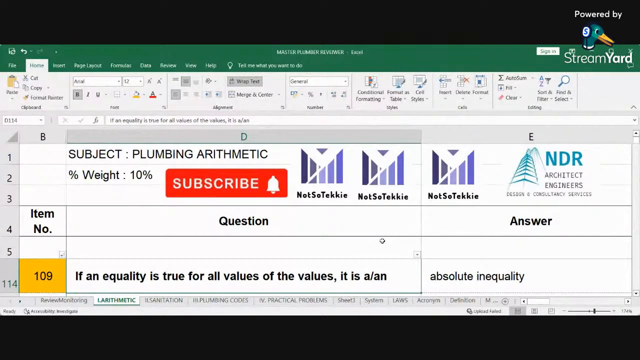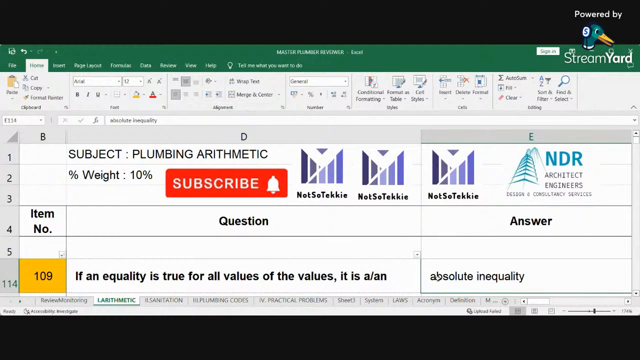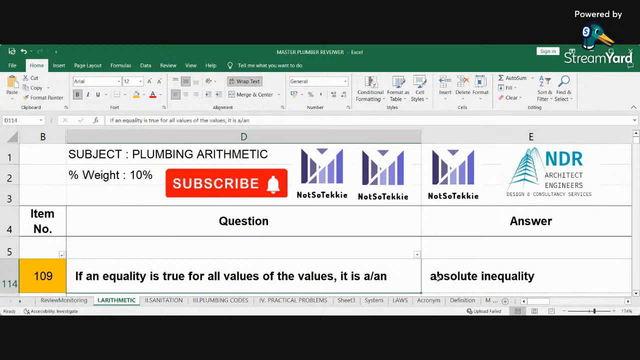If an inequality is true for all values of the variables, it is an absolute inequality. The answer is absolute inequality.